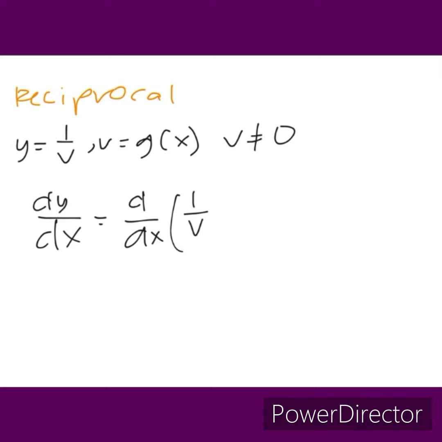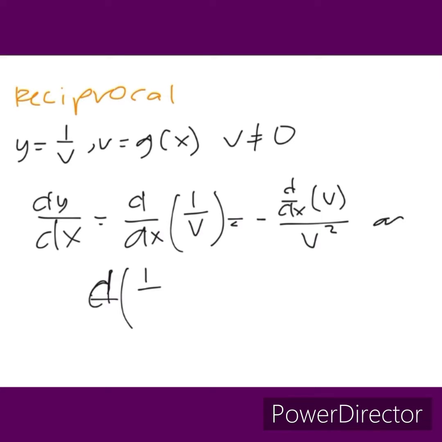Then we have derivative of y is equal to derivative of 1 over v, which is equal to negative derivative of v over v squared. The derivative of 1 over v is equal to negative derivative of v over v squared.